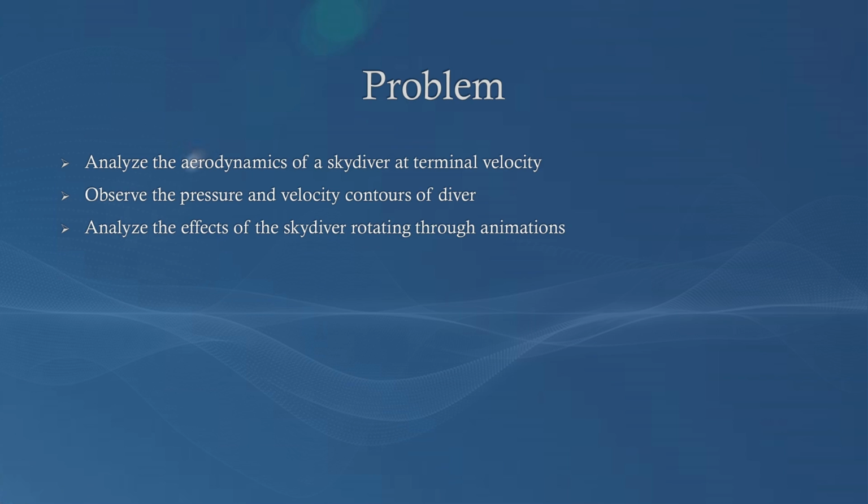So for our problem, we are going to analyze the aerodynamics of a skydiver at terminal velocity. And terminal velocity is basically the maximum velocity that a skydiver experiences. So when a skydiver jumps off a plane, they accelerate through the air until they reach terminal velocity, which is basically the maximum velocity. And we're going to observe the pressure and velocity contours of the diver at this velocity. And lastly, analyze the effects on the skydiver if he was to rotate through animations.